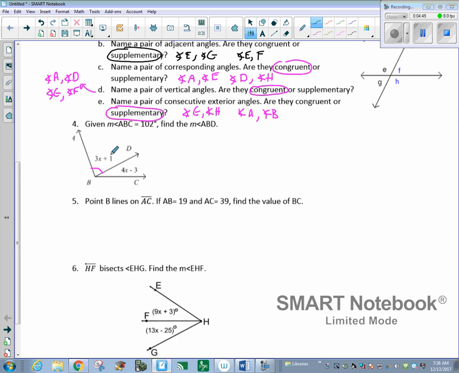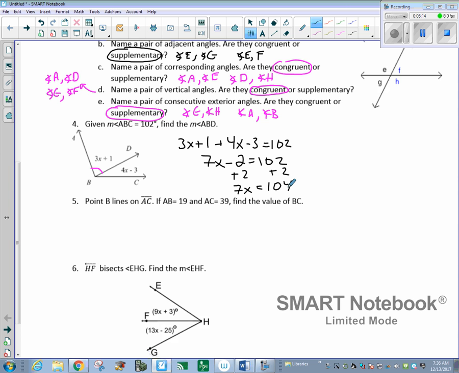So first thing I know by angle addition postulate is that I can add 3x plus 1 plus 4x minus 3 and set it equal to the total of 102. And if I do a little algebra here, I'm going to combine my like terms and get my numbers, add 2 across the equal sign. 7x will equal 104.